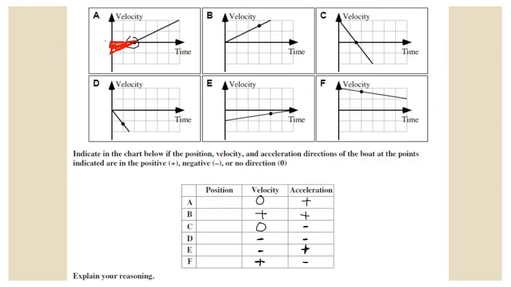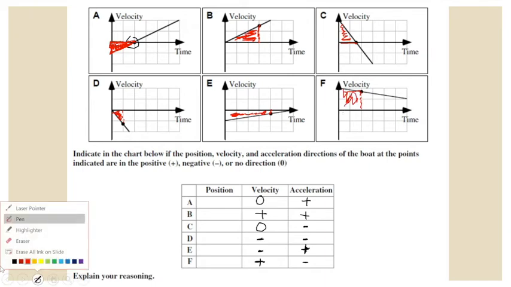I hope everybody realizes that the area under the curve right there, of that triangle, is negative. It's below the x-axis. Here, the area under the curve is above the x-axis, so it's positive. Here, it's above the x-axis, so it's positive. Here, the area under the curve is below the x-axis, so the displacement is negative. Here, also, again, the area under the curve is below the x-axis, so it's negative. And here, the area under the curve is again above the x-axis, so it's positive.